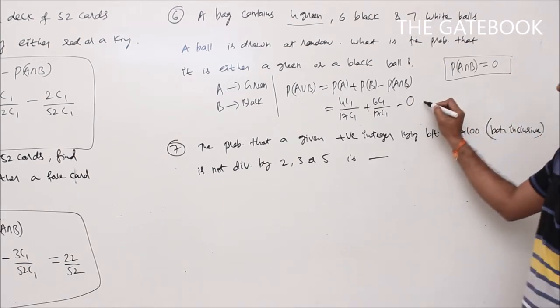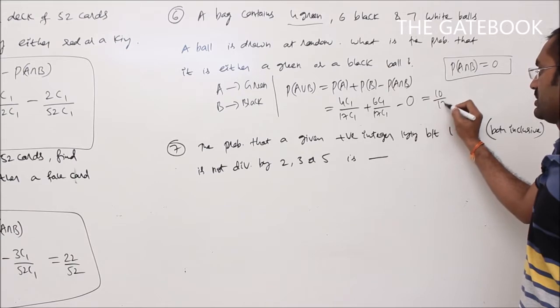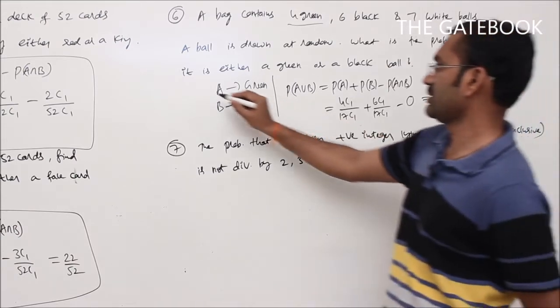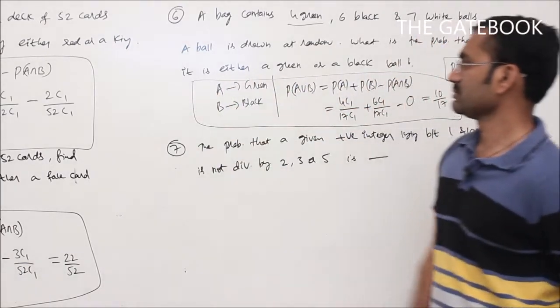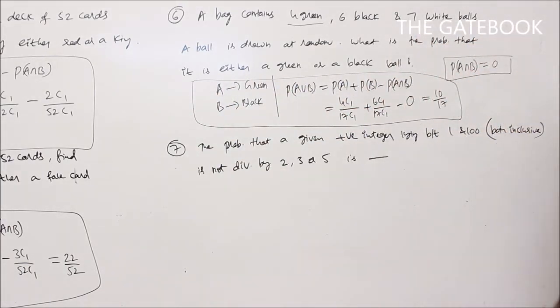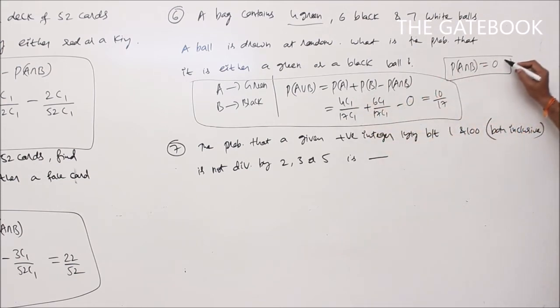So we finally get 6 plus 4, 10, 10 by 17. This is the answer for the sixth question. Here the important observation is that since A and B are mutually exclusive, P of A intersection B will become 0.